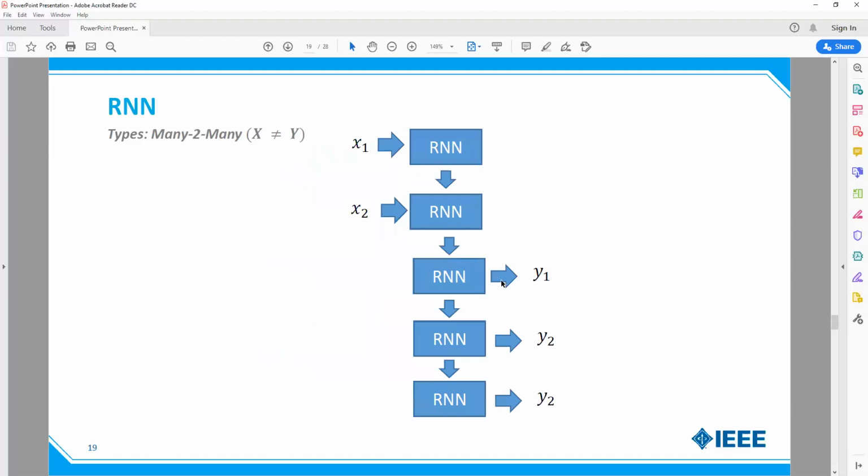Now, another type of RNN, which is commonly used recently and is very popular, is the many-to-many where the number of inputs is not equivalent to the number of outputs. The reason for the increase in popularity of this type of RNN is the fact that it is primarily used in machine translation.